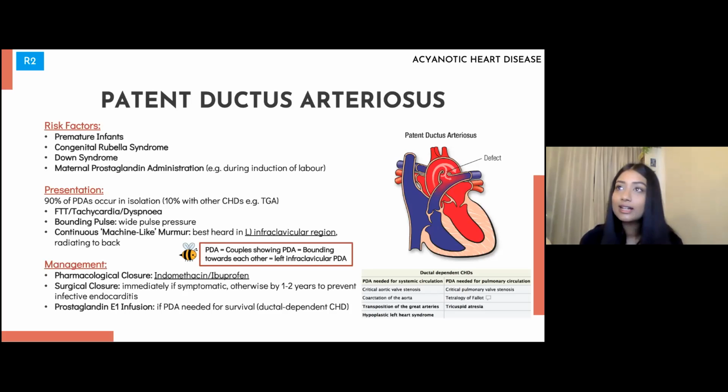So most occur in isolation without any other defects, and it has very specific auscultation findings. So with the machine-like murmur, heard loudest in the infraclavicular region.